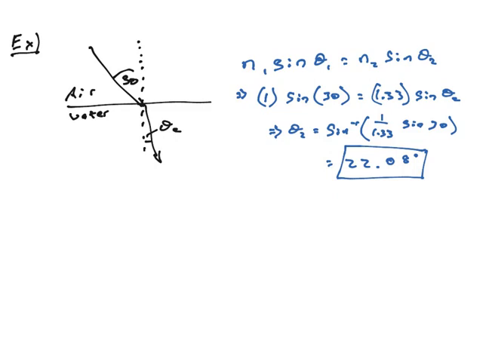Does it make sense? Well, I'm going from air to water, so I'm going from less dense to more dense. My angle should get smaller. I was at 30, I'm now at 22. My angle got smaller, so things make sense. I can be fairly confident this is correct. So that's Snell's law. Refraction. Pretty easy.